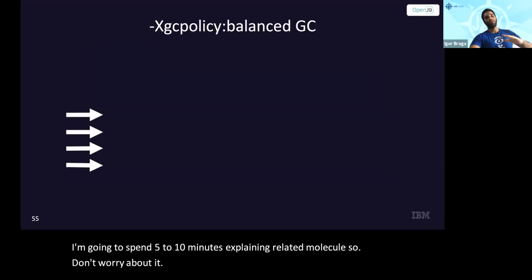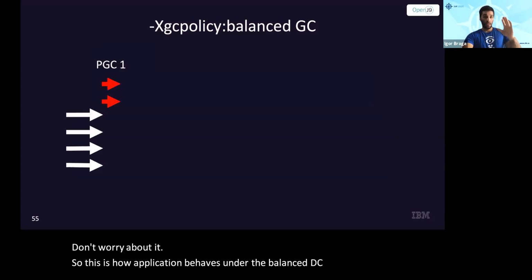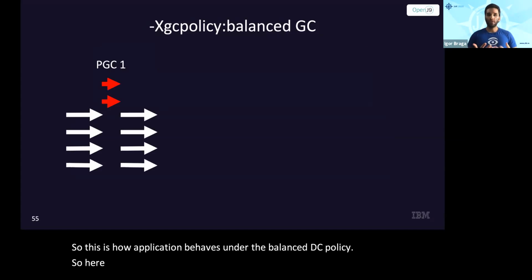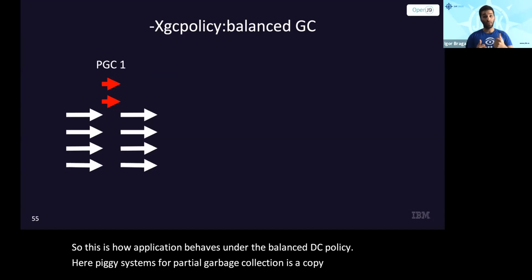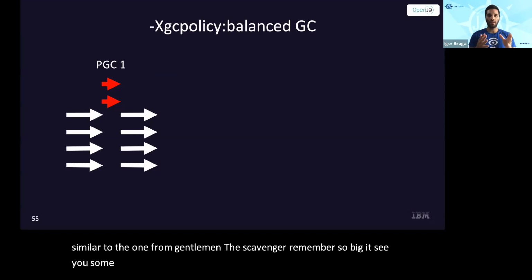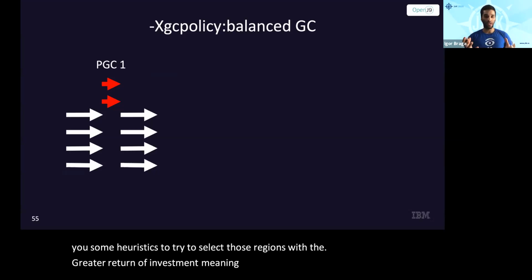So this is how an application behaves under the Balanced GC policy. Here, PGC stands for partial garbage collection. It's a copy collector similar to the one from GenCon, the scavenger, remember? PGC uses some heuristics to try to select those regions with the greatest return on investment, meaning those regions that are going to have the most garbage, and collect those regions.